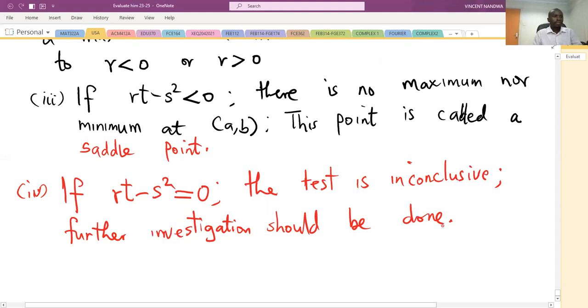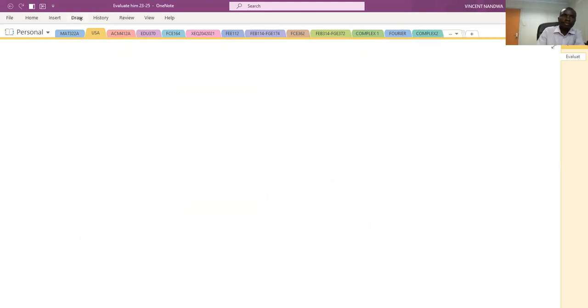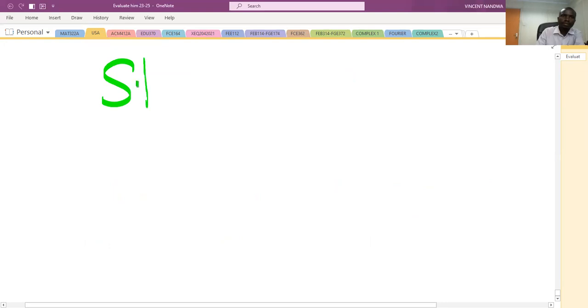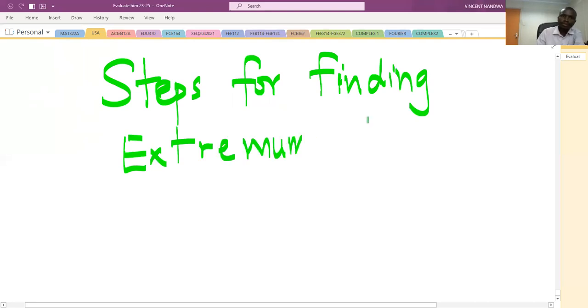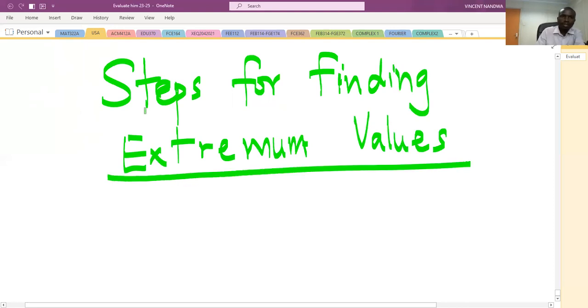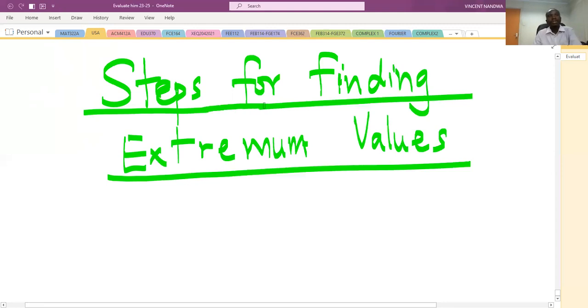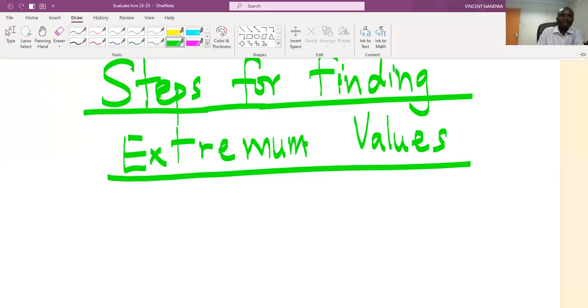So now, let's give the step-by-step method of solving the problem of finding the maximum and minimum values of a function. So steps for finding extreme values. So when given a function of two variables, x and y, let's see how you need to work through and determine whether we have maximum values, minimum values, or saddle points, or even neither.